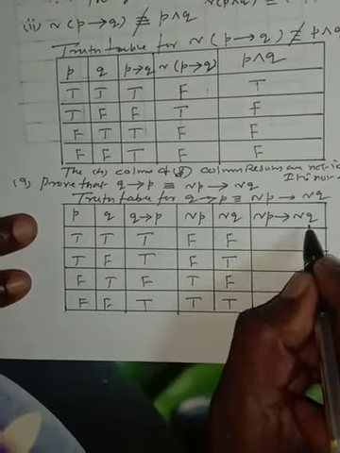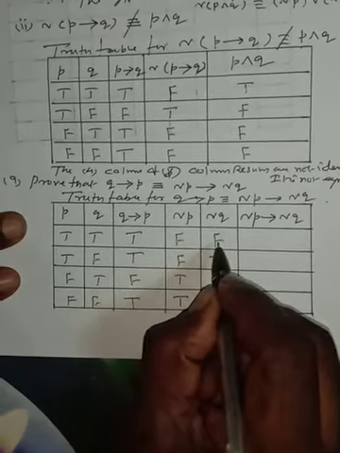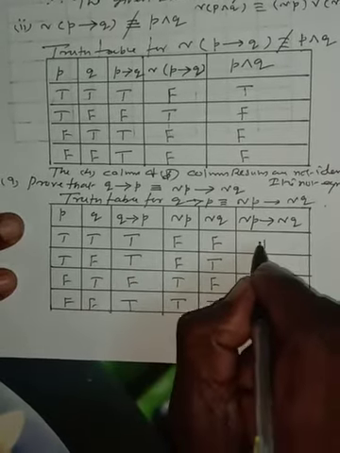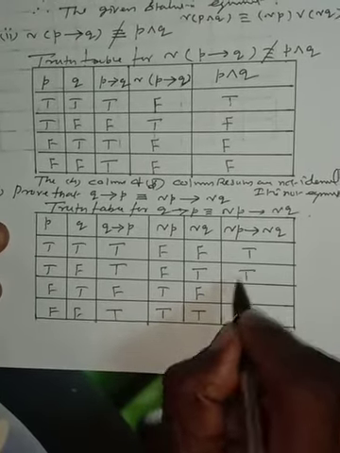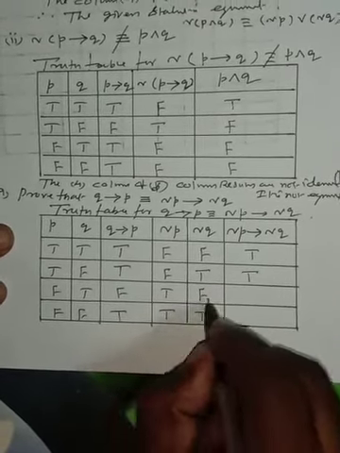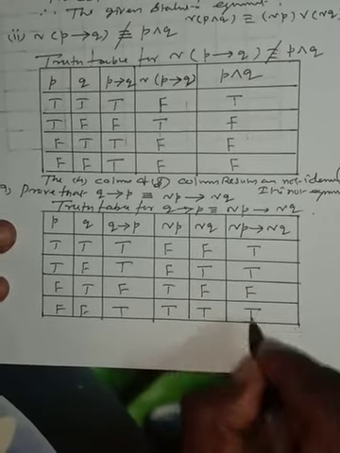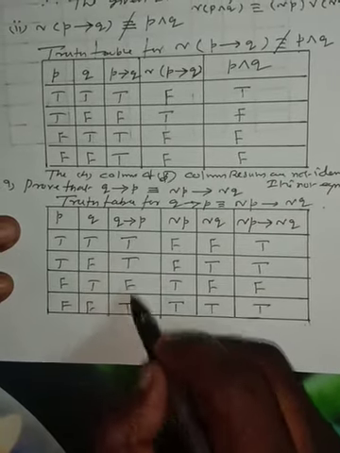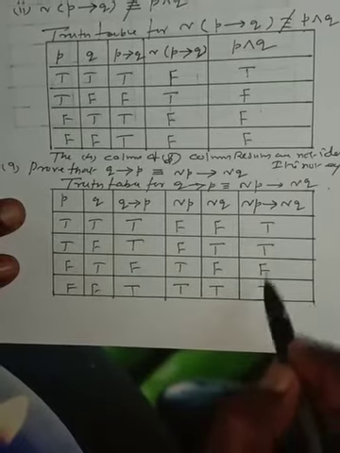Negation of P implies negation of Q. F implies F is T. F implies T is T. Next, T implies F is F. T implies T is T. So the third column result and sixth column results are identical.